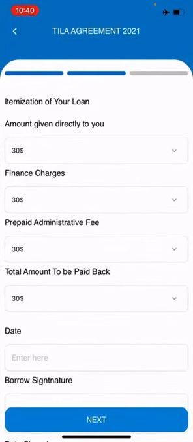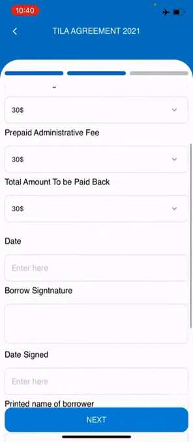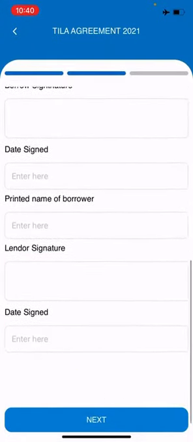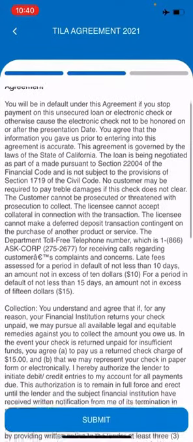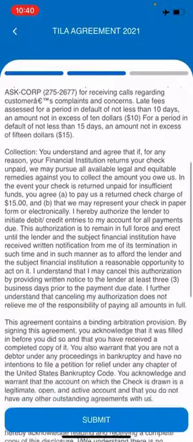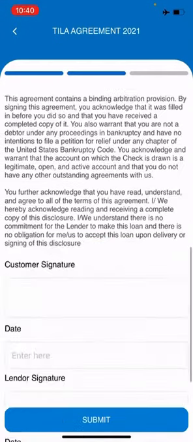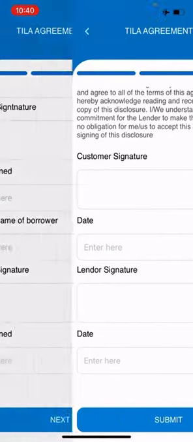Going next on the TILA amount, you would also look at your itemization of your loan, the amount given to you directly, your finance charges, your prepaid administrative fee, the amount that will be paid back, the date, your signature, the name, the lender's signature, and the date. And then it will go ahead and go into the agreement about the loan. And of course, if you get a late fee or a bounced check, there is a $15 fee for that. So we want to make sure you sign and agree and acknowledge to that.